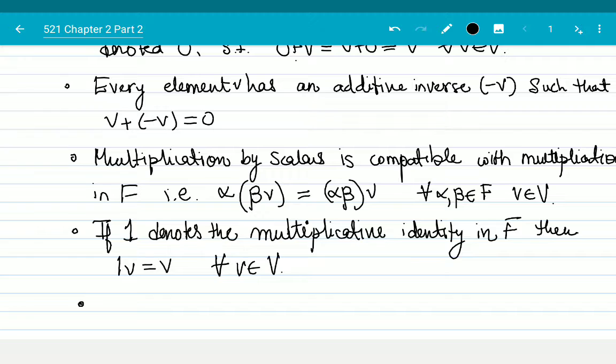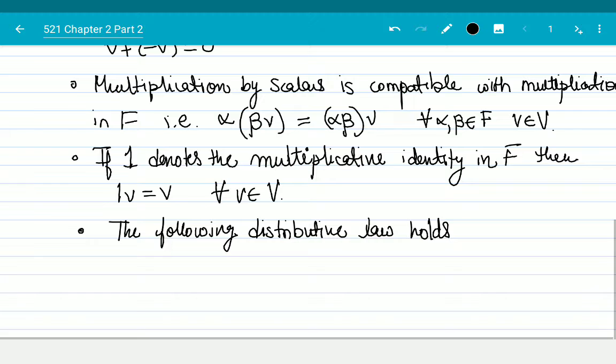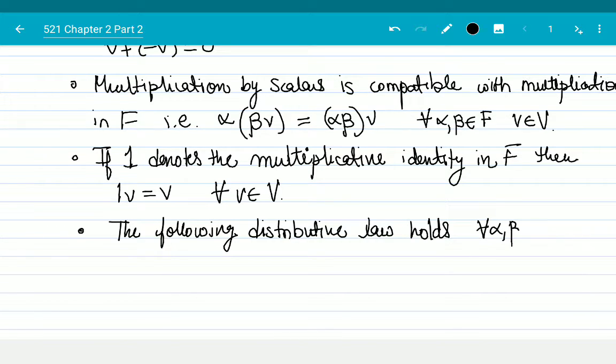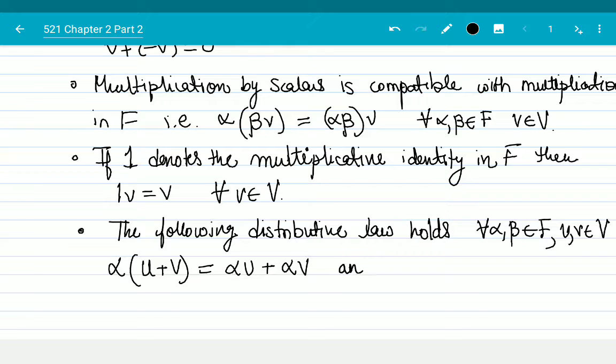And the following distributive law holds, which is, for every alpha, beta belonging to F, and U, V belonging to V, we should have that alpha times U plus V is equal to alpha U plus alpha V, and alpha plus beta times V is equal to alpha V plus beta V.